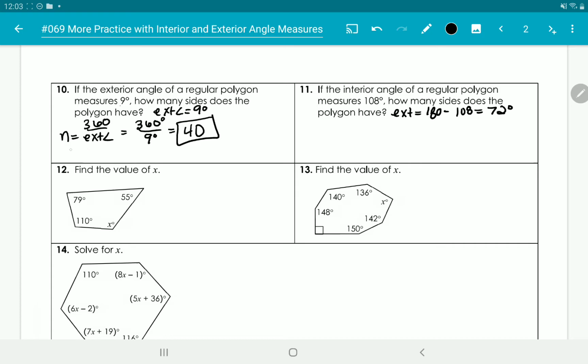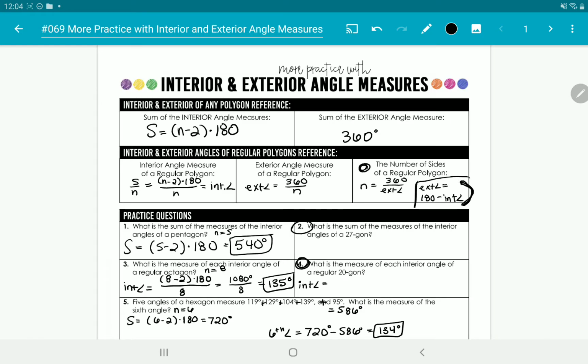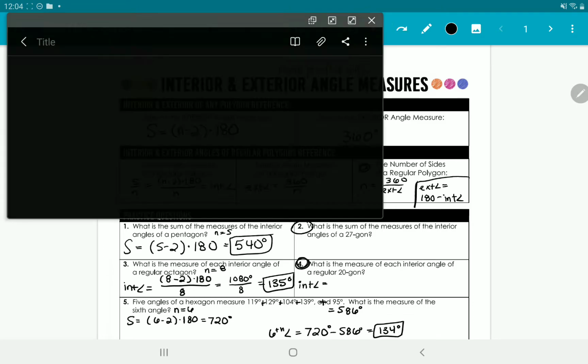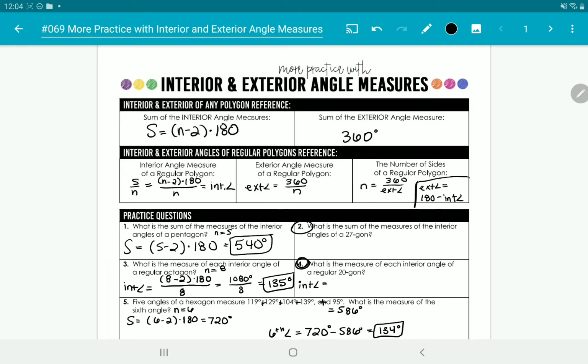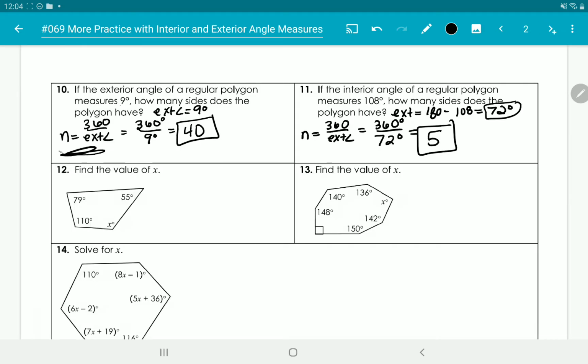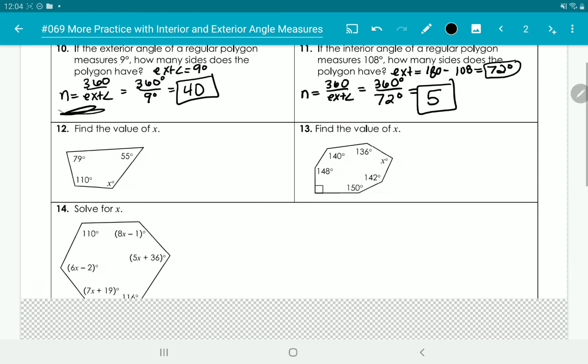Okay, now we're going to be using the same one we had over here. So we do 360 divided by the exterior angle, which is this 72 up here. Okay, and that is going to give us that there are 5 sides on this one. So if it gives you the interior angle, you just have to do 180 minus that interior angle to get the exterior angle. And then from there, you just have to do n equals 360 divided by the exterior angle. Okay, so now we're going to look at number 12.